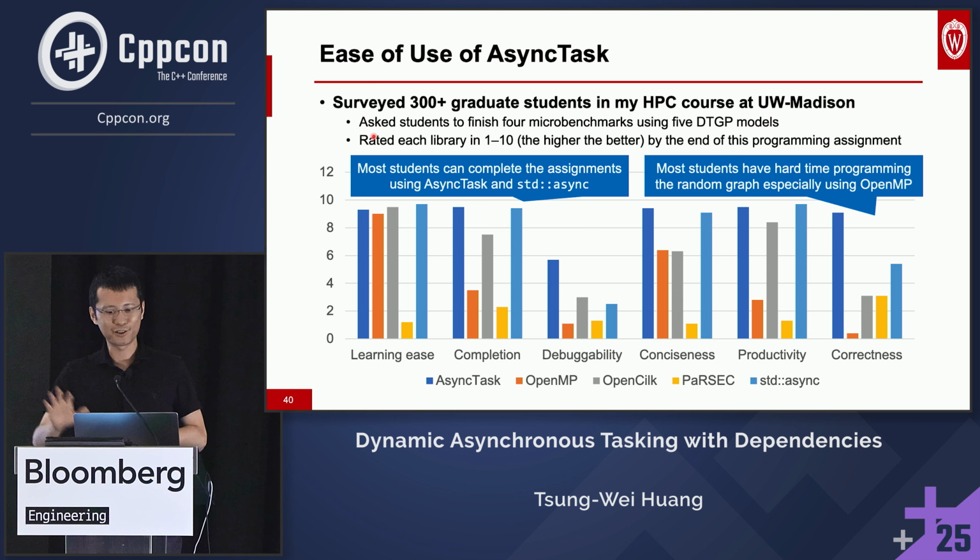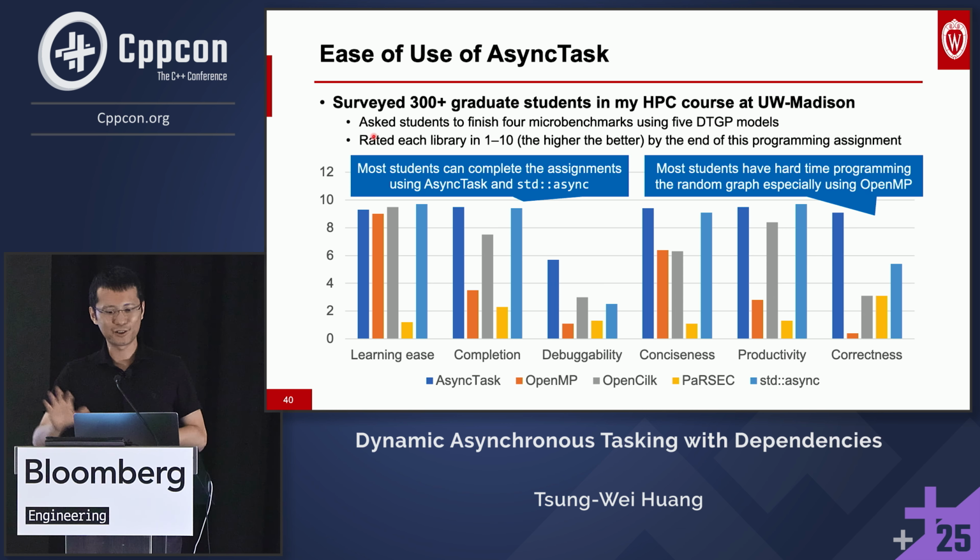And by the end of this assignment, I asked students to rate each library on a score of 1 to 10, the higher the better. Here's the result of the survey. Most students find AsyncTask, OpenMP, OpenSilk, and StudAsync very easy to learn, and they can complete most programs with AsyncTask and StudAsync.